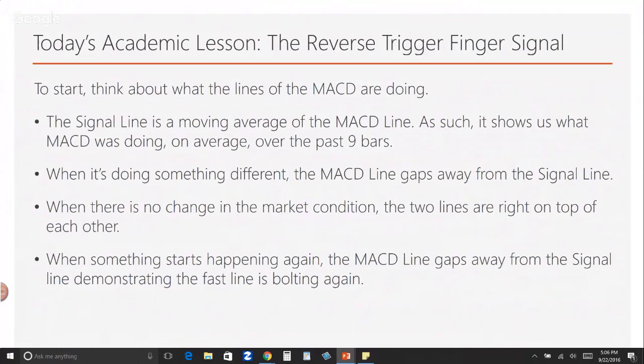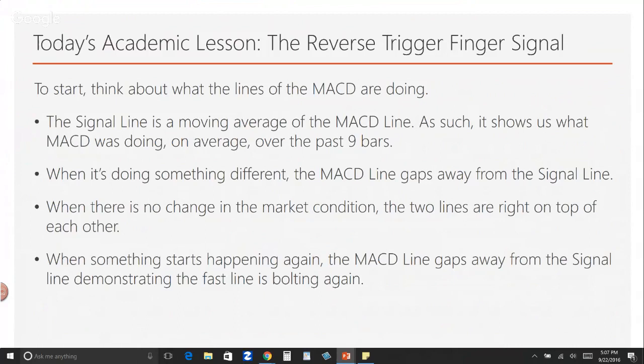So to start, think about what the lines of the MACD are doing. The signal line is a moving average of the MACD line, and as such, it shows us what MACD was doing on average over the past 9 bars. When it's doing something different, the MACD line is going to gap away from the signal line. The signal line is going to show us what it was doing, and the MACD line is showing us what it's doing now. And when there's a gap between those two lines, we know we have something happening.